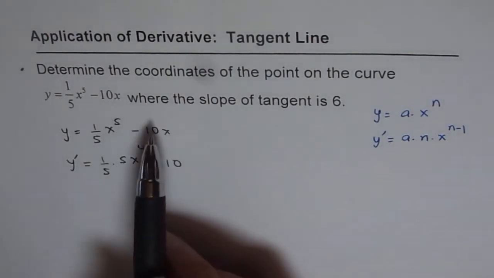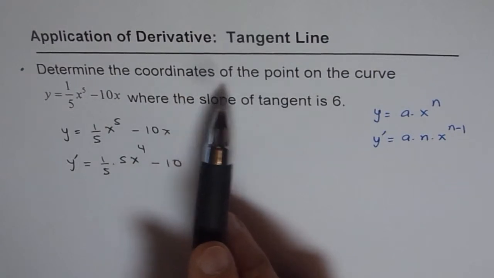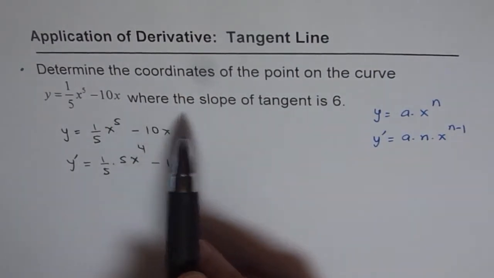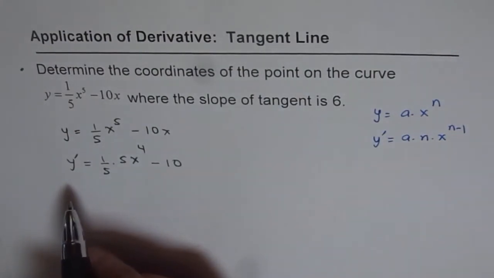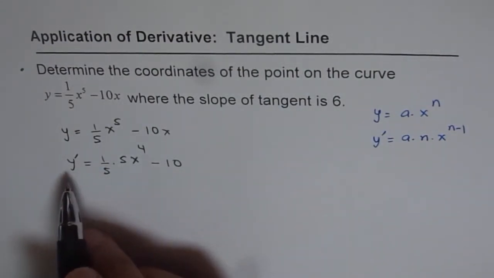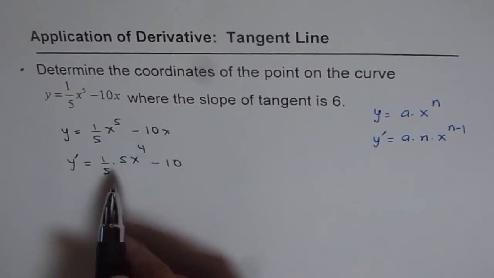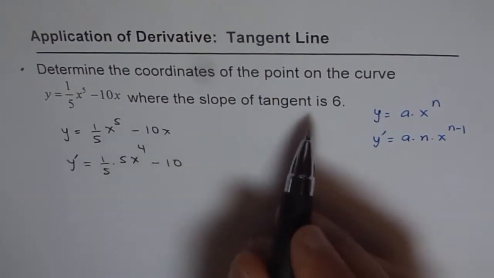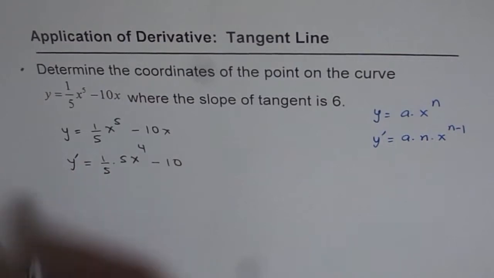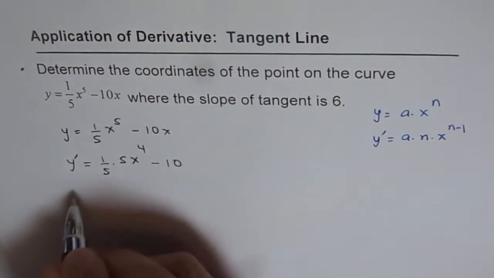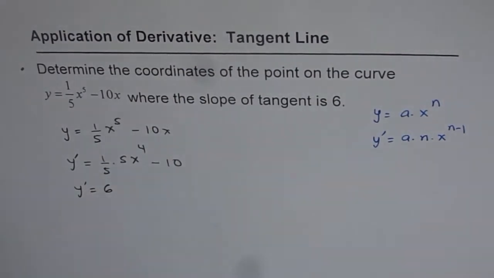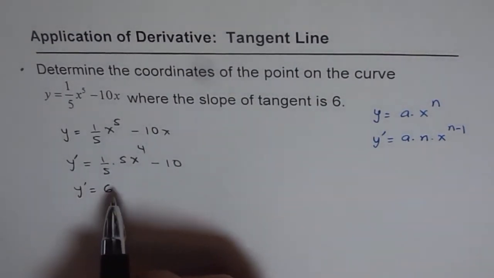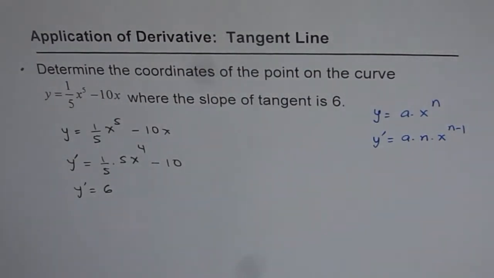Now in the question we are given, determine the coordinates of the point on the curve where the slope of the tangent is 6. That means we are given the slope, but we don't know at which point. So that point in general is x. When we say the slope of the tangent is 6, that means y dash is equal to 6, right? So we can equate this equation with 6 and find the value of x. So that is the strategy.